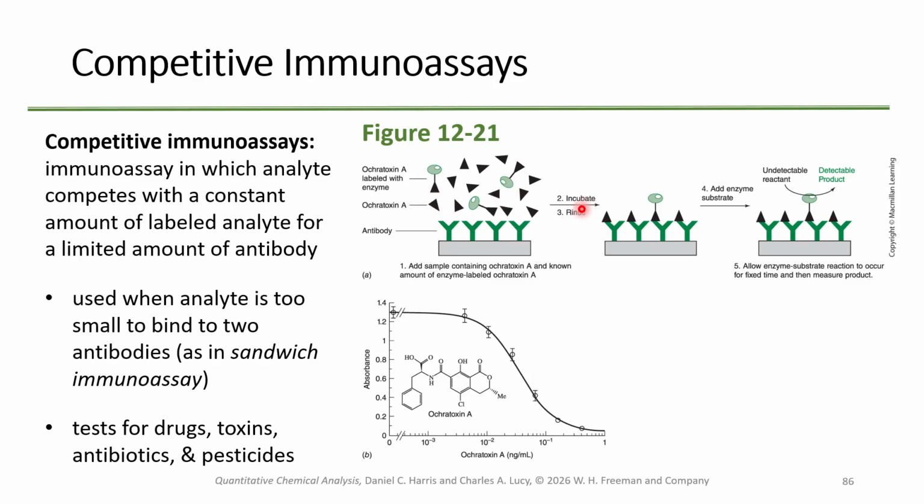And so what you're going to see is you're going to incubate this. And that's going to start attaching the ochratoxin A to the antibody. Then you're going to rinse off any excess. And then you're going to add your enzyme substrate. And so the detectable product is then going to be converted using your enzyme right there. You're then going to allow an enzyme substrate reaction to occur for a fixed time.